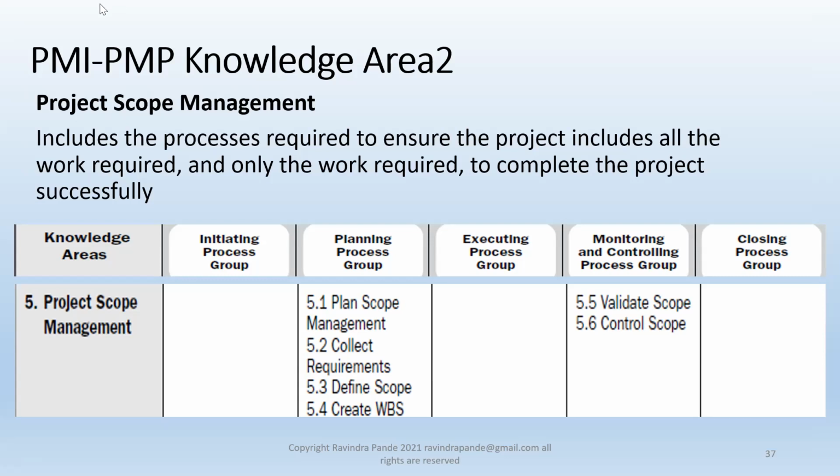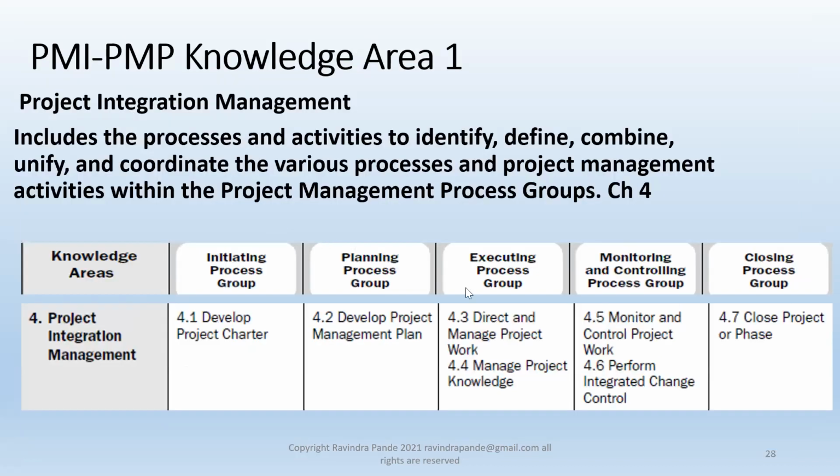Okay, let's quickly review whatever we learned in our first knowledge area, project integration management. There were 7 processes across the 5 process groups. First we understood develop project charter, then develop project management plan, a kind of umbrella plan. Then in the executing process group, direct and manage project work, which is the actual execution or creation we do, and manage project knowledge, where we collect the learning.